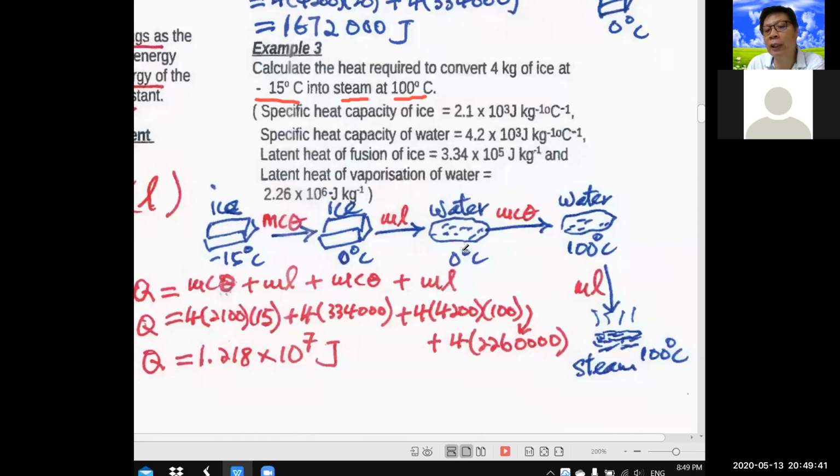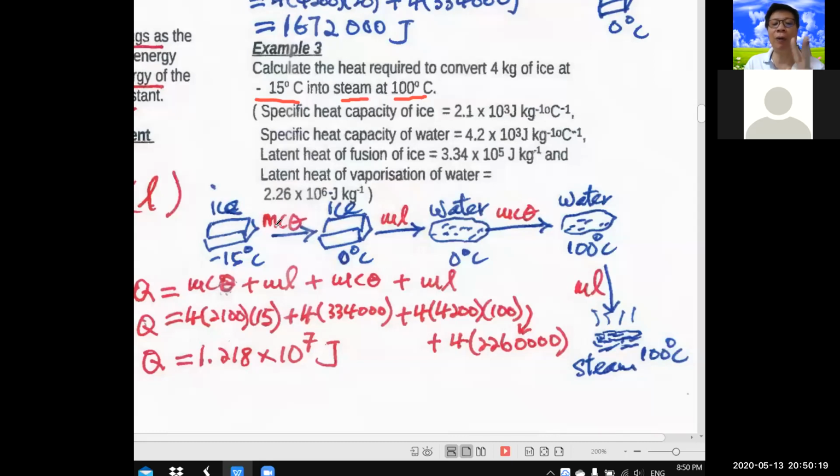And then the water from 0 degrees, you heat up to 100 degrees, but it's still water. This one involves a change in temperature, so it's mcθ. Now the water we heat up to water at 100 degrees, right? Then the last one, only the water at 100 degrees changes to steam, gas, at 100 degrees. The temperature remains 100 degrees. You see, when water changes to gas, or steam, the temperature remains the same. So here is ml. No change in temperature.